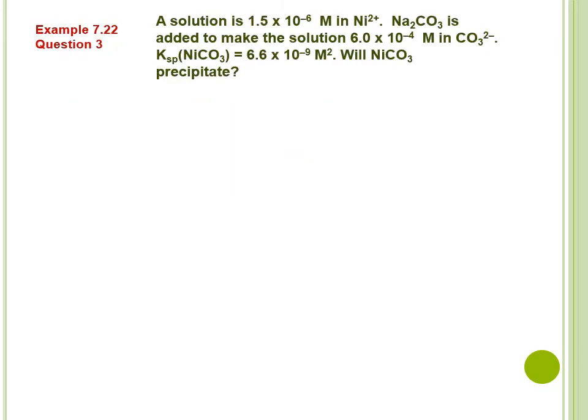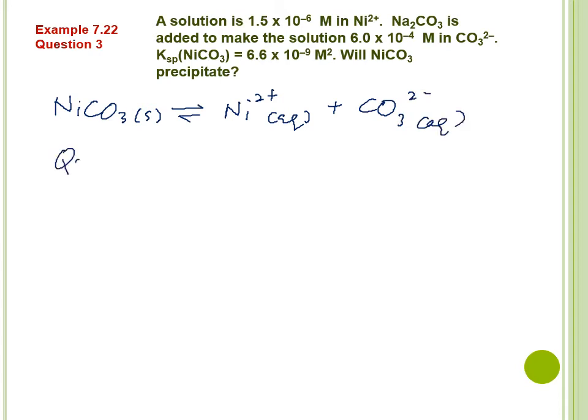For this question, it is simplified for us because the concentration of nickel ion and carbonate ion is already given. So we straight away do the balanced equation. Nickel carbonate in solid form will produce nickel ion in aqueous form together with carbonate ion in aqueous form. So the Qsp would be, write the expression first, nickel 2+ multiplied by carbonate ion.